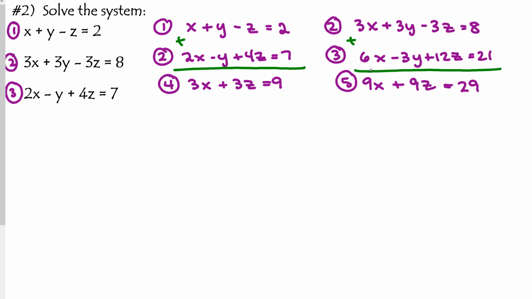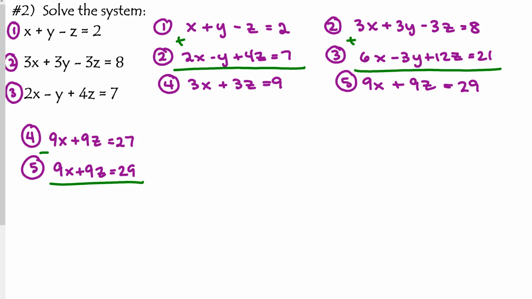So, we're going to use equations 4 and 5. Suppose I decide to multiply equation 4 by 3. That gives me 9x plus 9z equals 27, and equation 5, if I leave it as it is, 9x plus 9z equals 29. This time I'm subtracting. Remember, you can subtract, you don't have to add the equations. 9x minus 9x is 0, 9z minus 9z is 0, so we have 0 on the left. 27 minus 29 is negative 2.